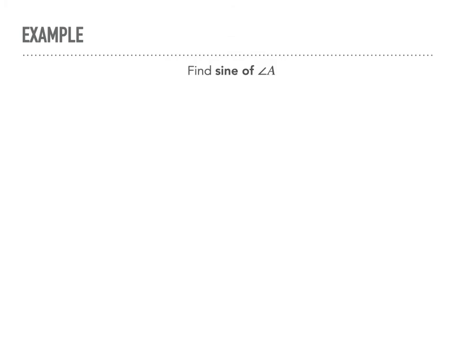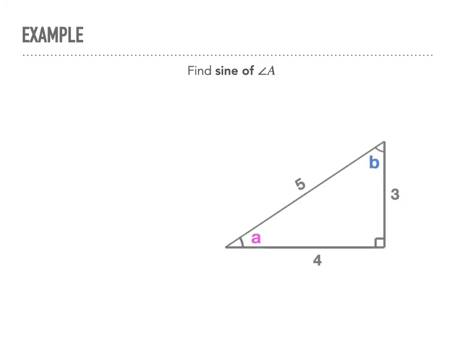Let's say we have to find the sine of angle A. Now let's recall that the sine of angle A is opposite over hypotenuse, and therefore the sine of angle A would be 3 over 5, or 0.6.